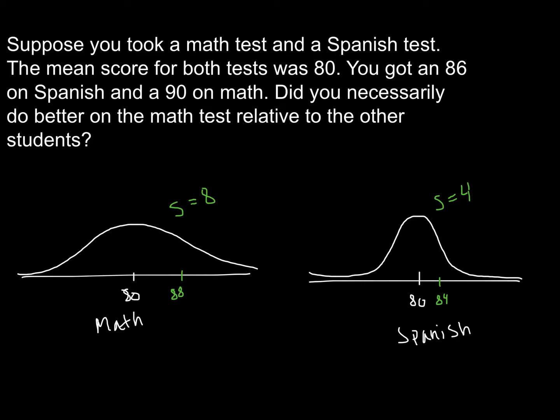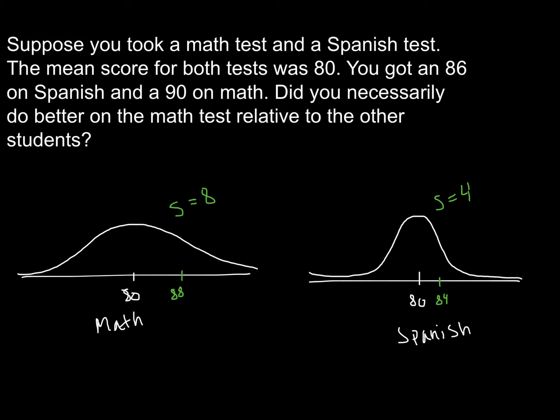So for math, that means that on average, everyone was about 8 points different from the mean, right? So it was much more spread out. And on Spanish, the average was that you were 4 points off from the mean.